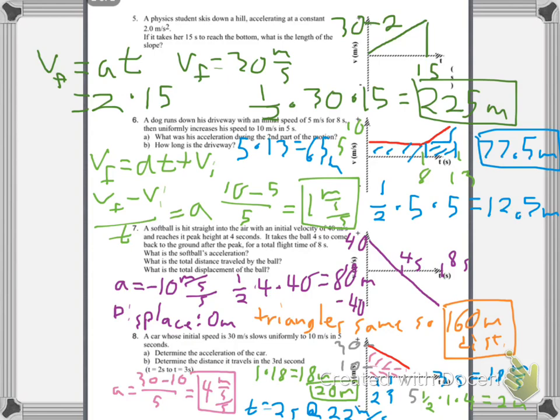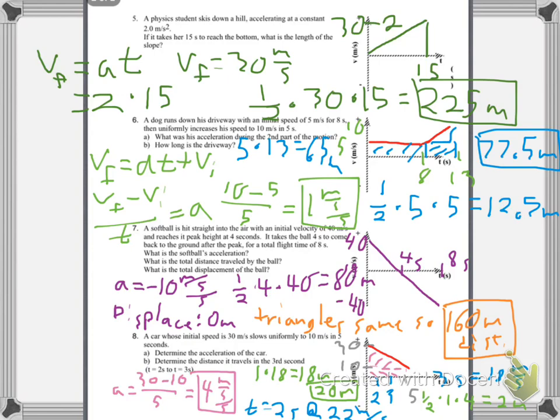Well, this ball is hit into the air, so we know because of gravity that the acceleration due to gravity is negative 10 meters per second per second. So that is the acceleration of the softball. The second part, the total distance traveled by the ball.